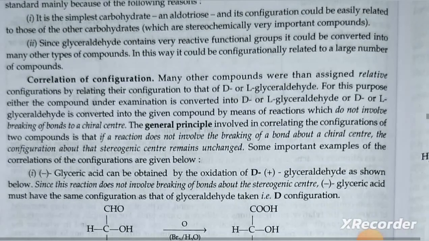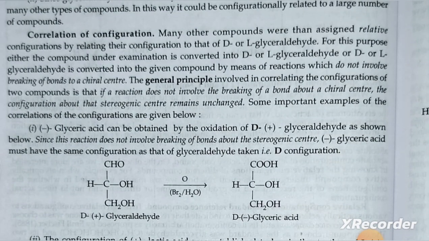Correlation of configuration. Many other compounds were then assigned relative configuration by relating their configuration to D and L glyceraldehyde. For this purpose, either the compound under examination is converted into D or L glyceraldehyde, or D or L glyceraldehyde is converted into the given compound, by means of reactions which do not involve breaking of a bond to a chiral center. The general principle involved in correlating the configuration of two compounds is that if a reaction does not involve the breaking of a bond about a chiral center, the configuration about the stereogenic center remains unchanged. Some important examples of the correlation of configuration are given below.